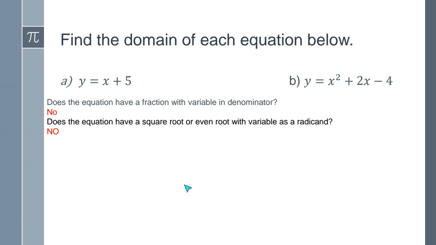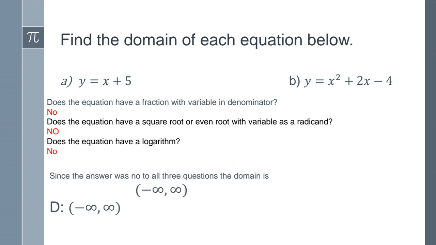And then the third question is, does the equation have a logarithm? You're going to know if it has a logarithm because it would have the word log close to the x. So there's no log in here. Notice how I said no to all 3 questions. Therefore, my domain is going to be -infinity to +infinity.